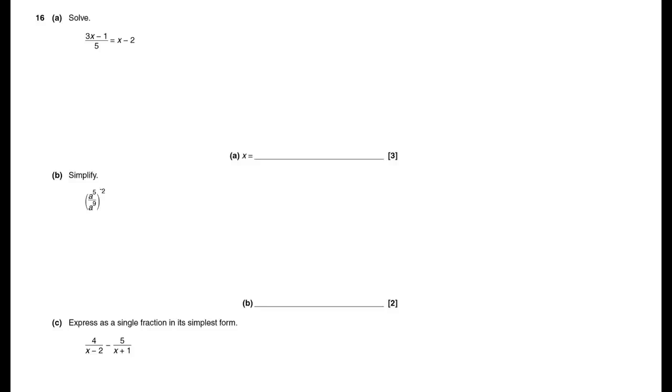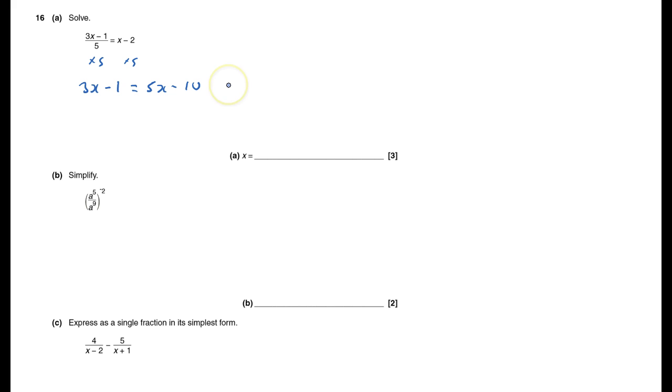Okay, got to solve an equation. It looks quite simple, but I'm towards the end, so I'm expecting it to be a bit harder than we think. I want to do the opposite, so I have to times both sides by 5. And that will give me 3x take away 1 equals, I've got to times everything by 5, so that'll be 5x, and 5 lots of minus 2 will be minus 10.